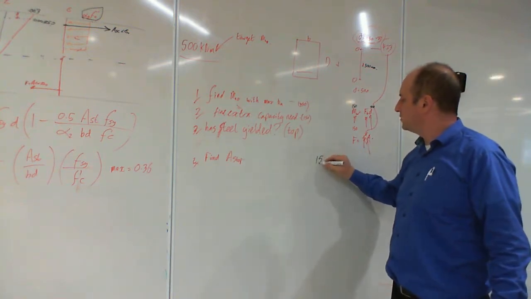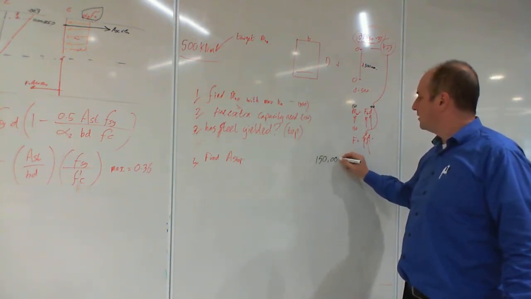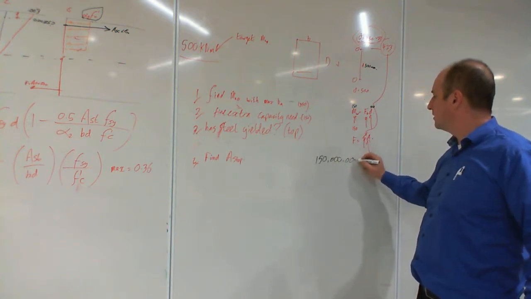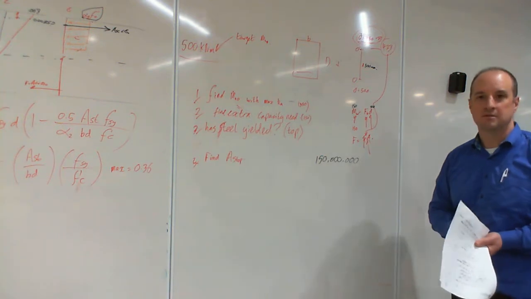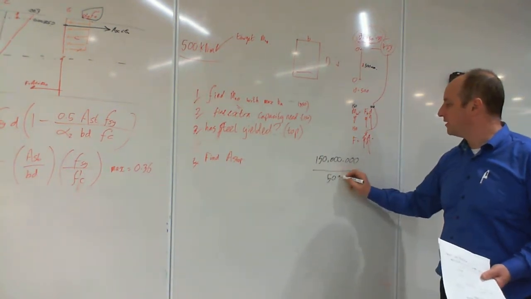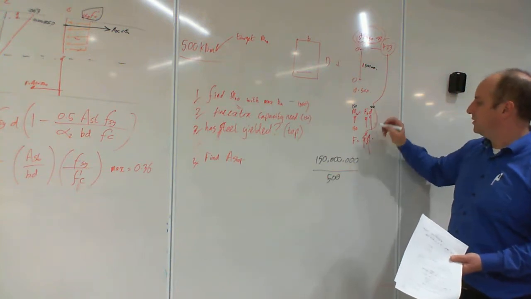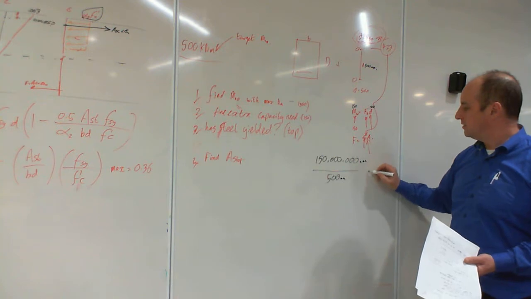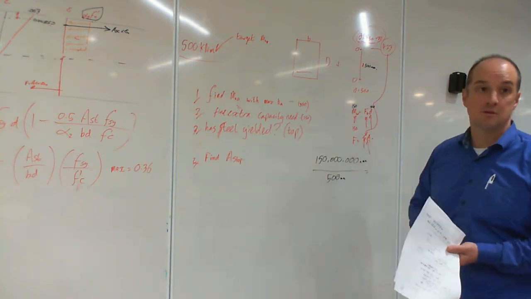No, do 150. We need that in Newton millimeters. 150 million divided by 500 millimeters, Newton millimeters, will give us a force in newtons.